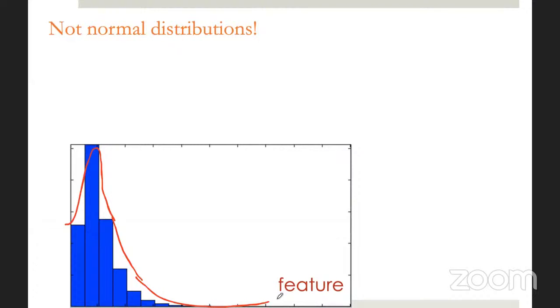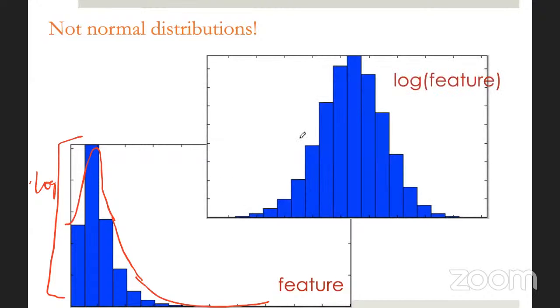Now, when you use this feature as it is, the algorithm would not be able to understand the patterns from this feature. So what we can do is apply log to this feature. When I apply log to this feature, I'll get this. This is a bell-shaped curve, approximately normally distributed. So this feature is very easy to use, and the algorithm would be able to understand the patterns from this feature.